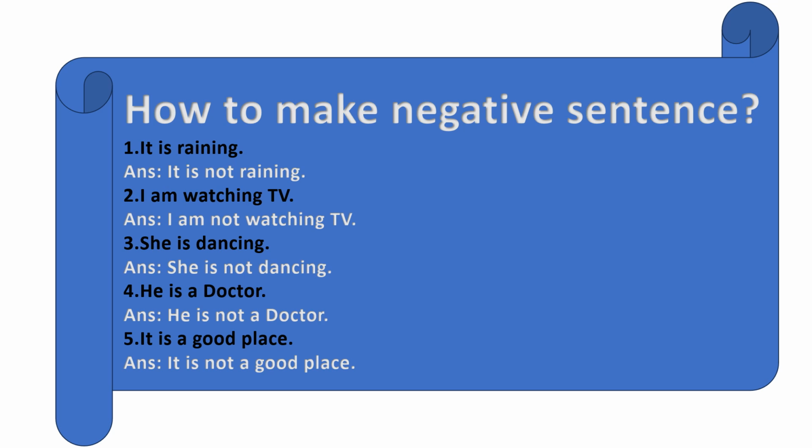The fifth is "it is a good place," and the answer is "it is not a good place." So friends, this is how we make a sentence into a negative sentence.